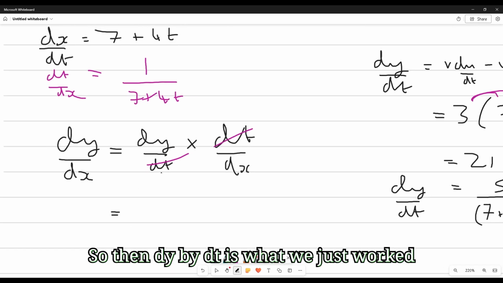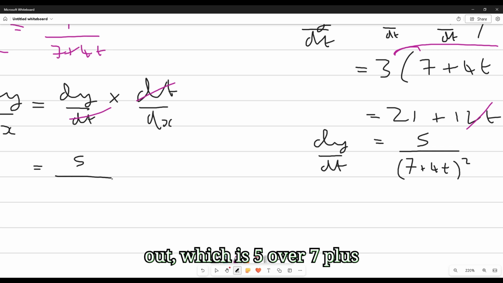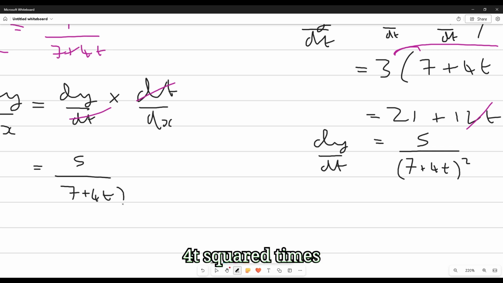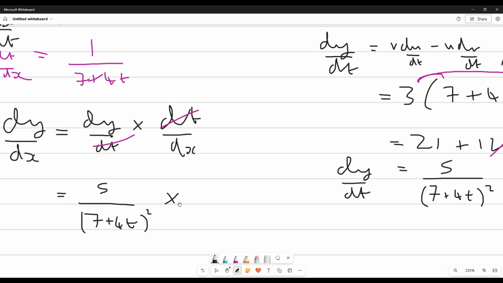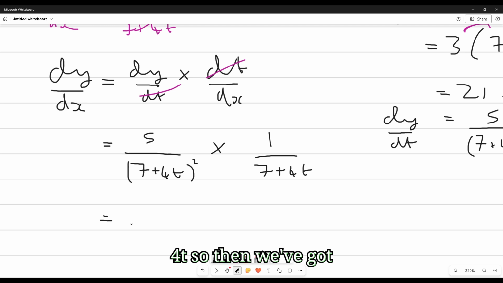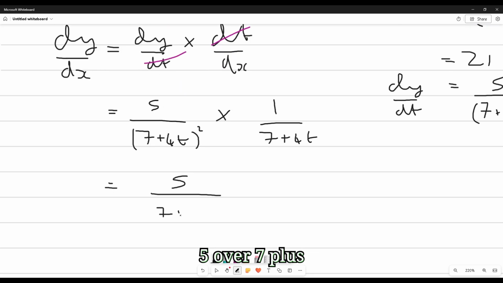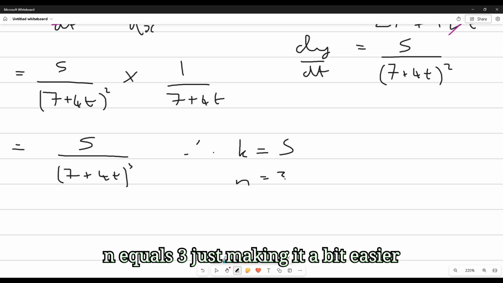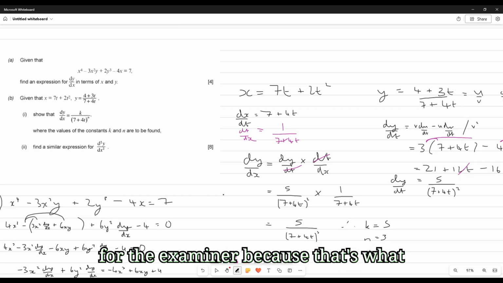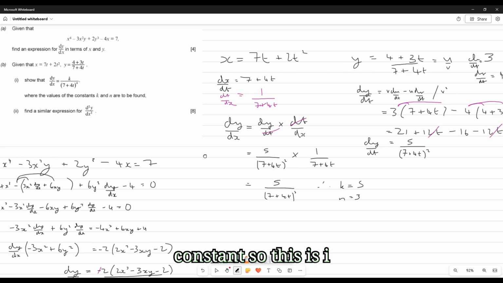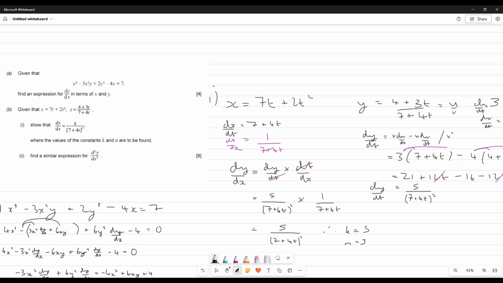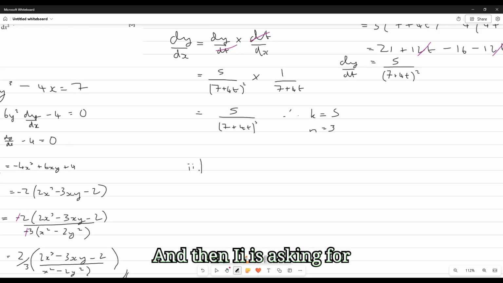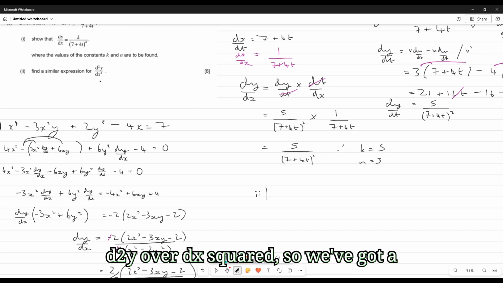So then dy by dt is what we just worked out, which is 5 over 7 plus 4t squared times 1 over 7 plus 4t. So then we've got 5 over 7 plus 4t cubed. So k equals 5, n equals 3. Just making it a bit easier for the examiner, because that's what they were asking for us to find, the constants. So this is part I, and then part II is asking for d2y over dx squared, so we've got a second derivative.